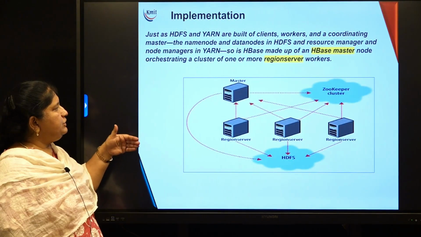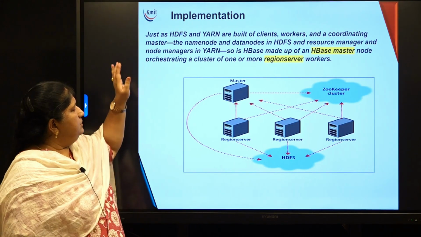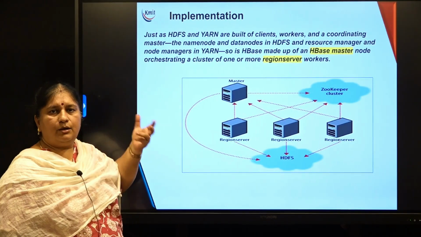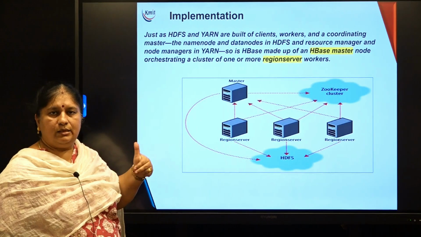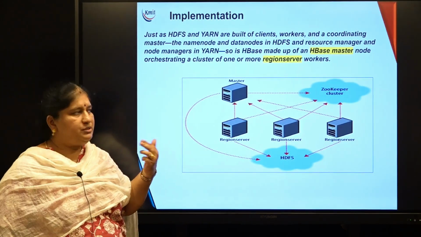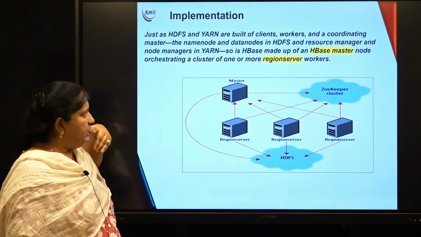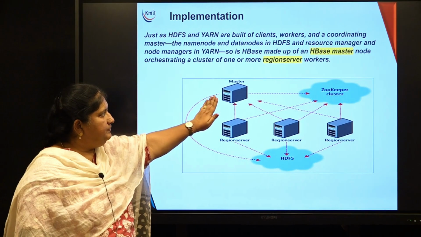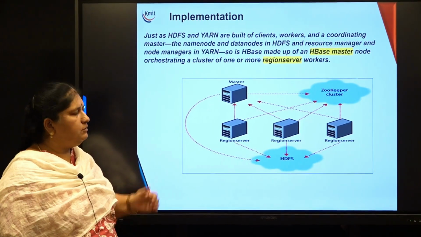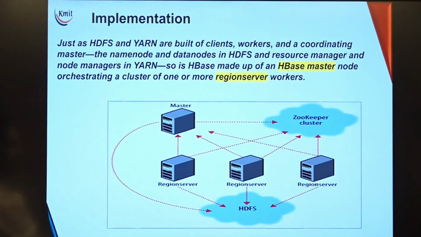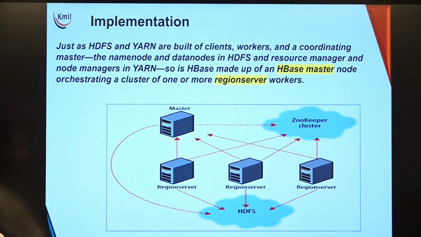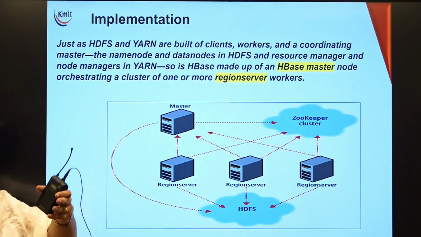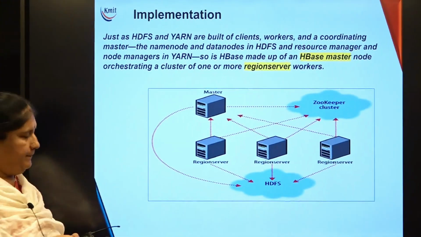Then implementation, how do we go for implementation of that? Just like HDFS and YARN, which have worker nodes or slave nodes and master nodes, or we also call them name nodes and data nodes. In case of HBase, it consists of two types of nodes, HBase master and HBase region server, which are called the worker nodes. The HBase master takes care of controlling the entire operation, and the region server is responsible for the region of the data it is taking care of.